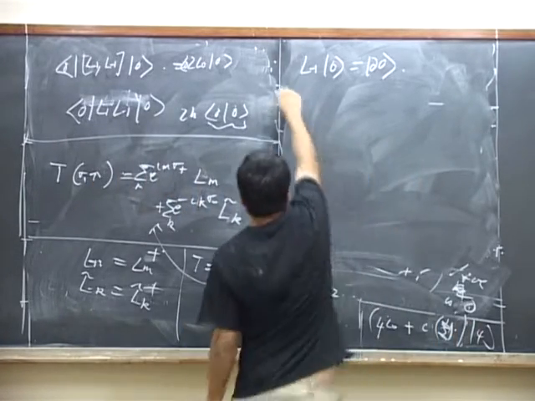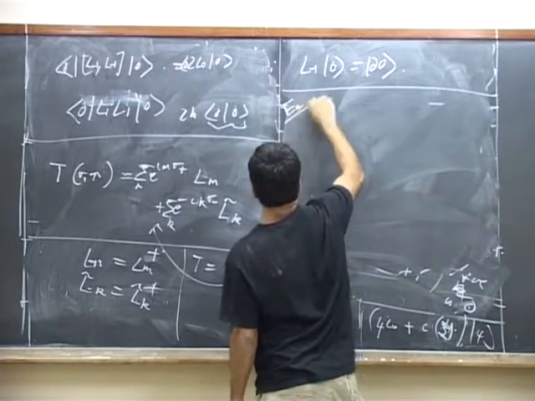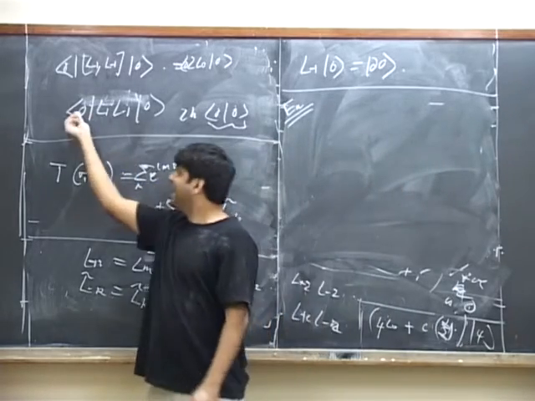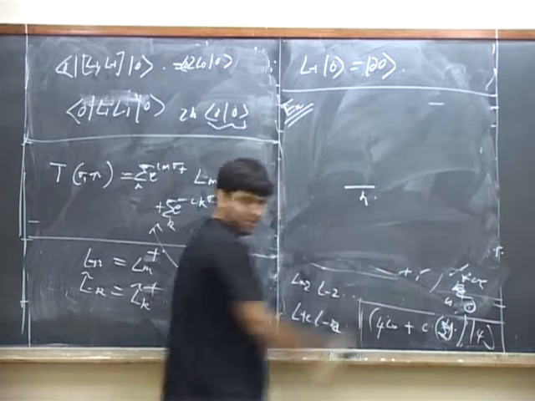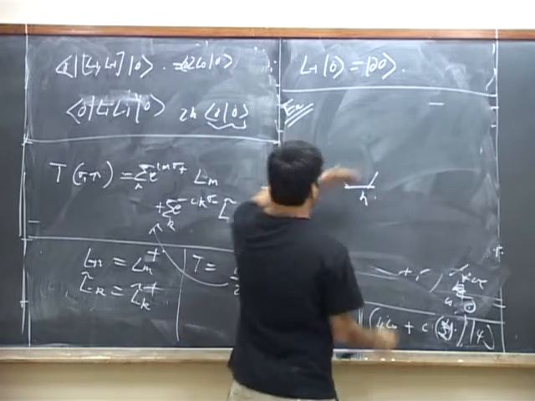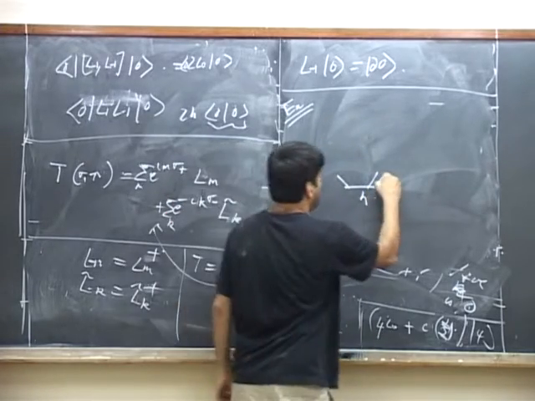Firstly, I want to suggest a point. Effectively what we did here was to take... Remember, we said that we have a primary state of some weight. There's the primary state, and then there are states obtained by acting on that state with the L_minus 1s.